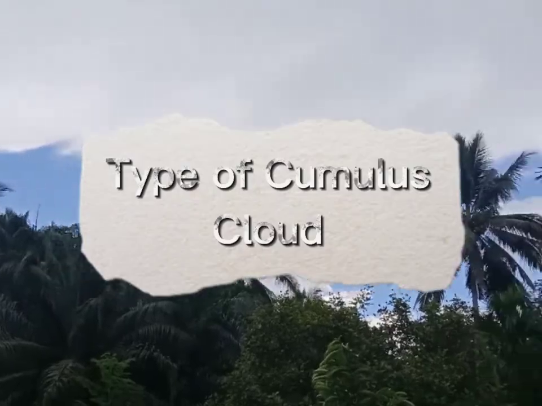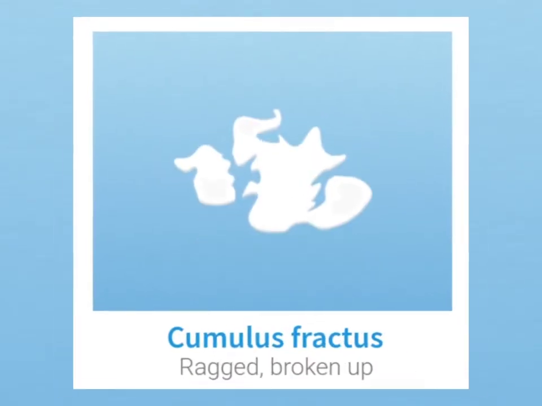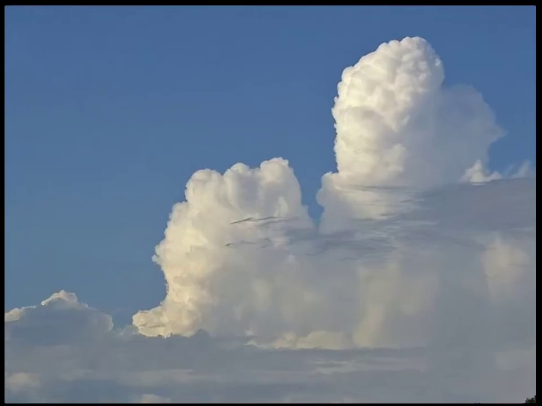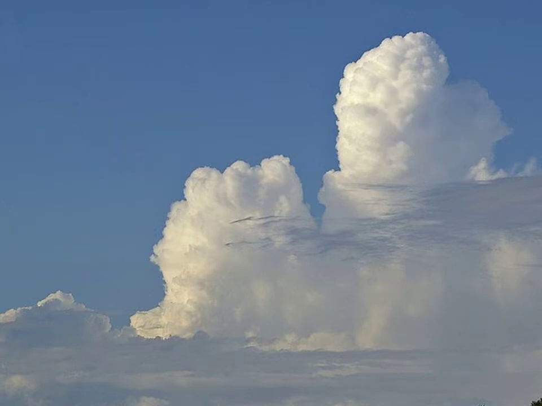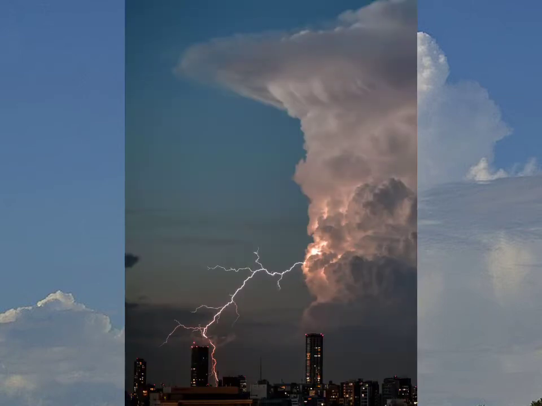There are 4 types of cumulus cloud, which are cumulus congestus, cumulus fractus, cumulus humilis, and cumulus mediocris. When the top of the cumulus resembles the head of a cauliflower, known as cumulus congestus, it will grow upward and can develop into a giant cumulonimbus, which is a thunderstorm cloud.